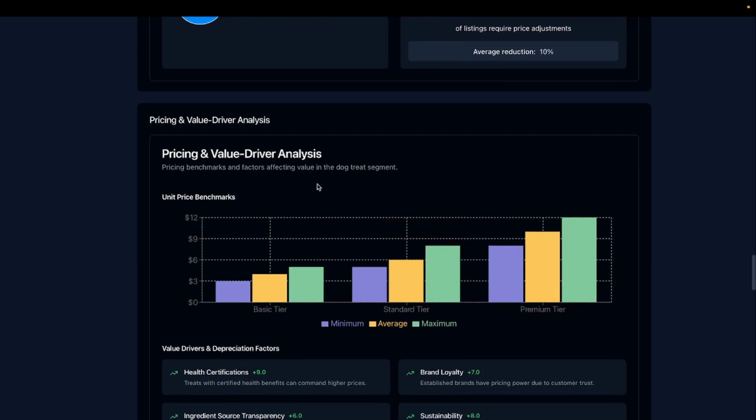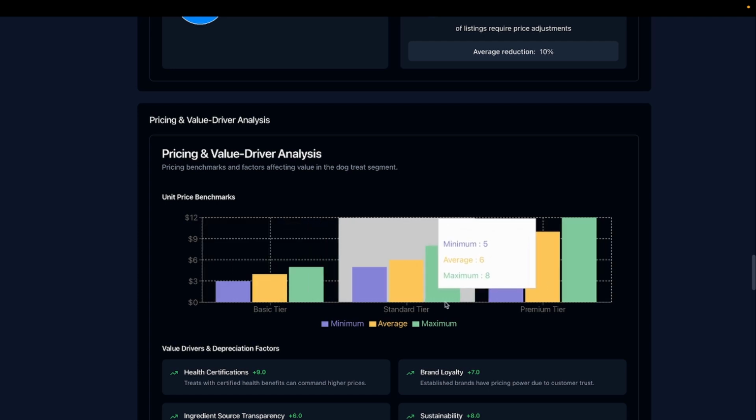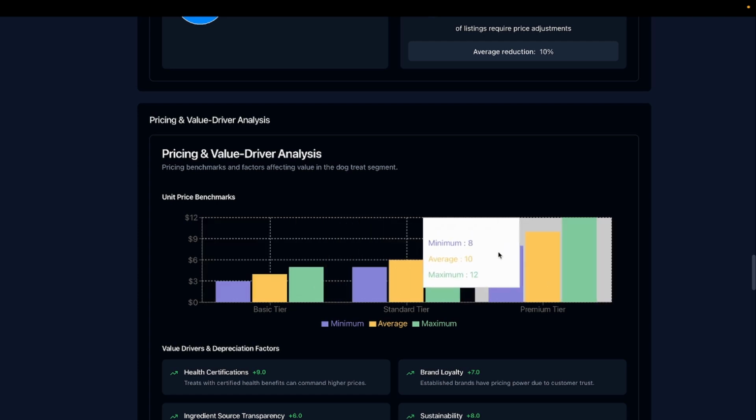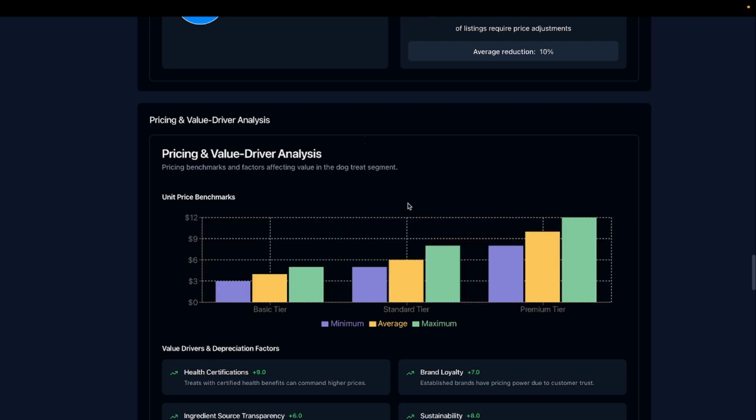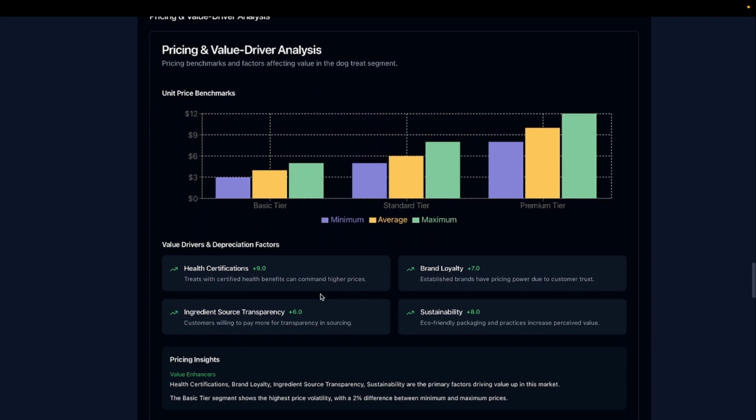So this is pricing benchmarks and factor affecting value in the dog treat market, right? So we can see here the basic, standard, and premium tiers. You can see the values of the pricing, standard being middle and stuff like that. But what's really interesting is these ones, right? So this is what drives value and what doesn't drive value. So health certification seems to increase pricing.